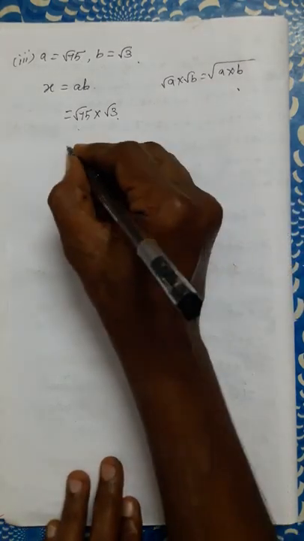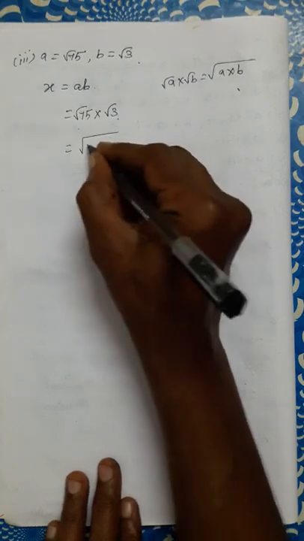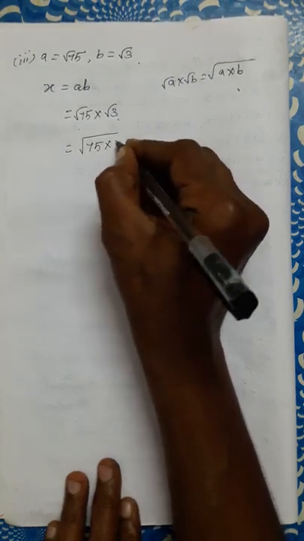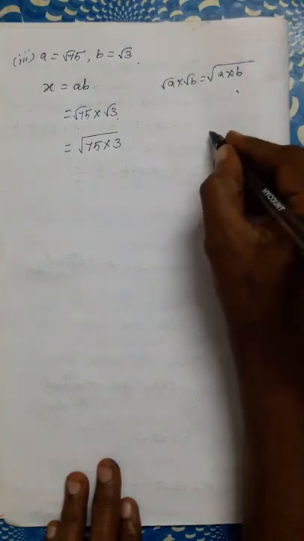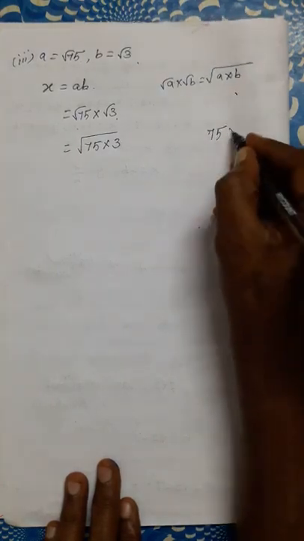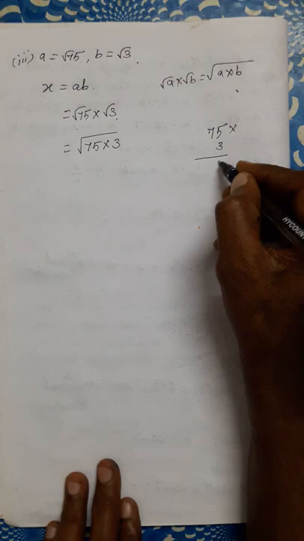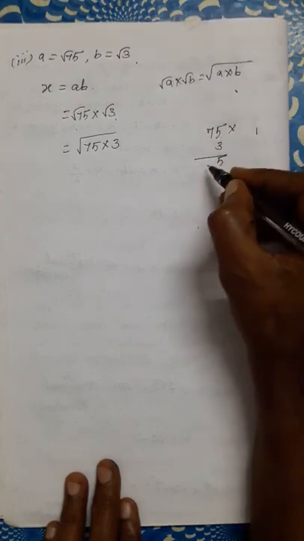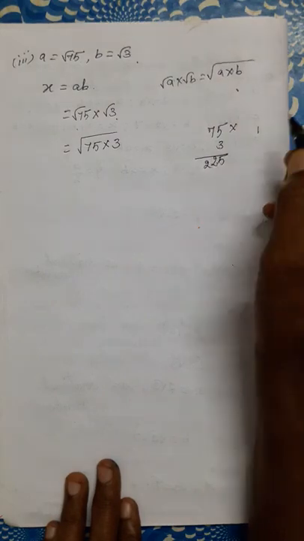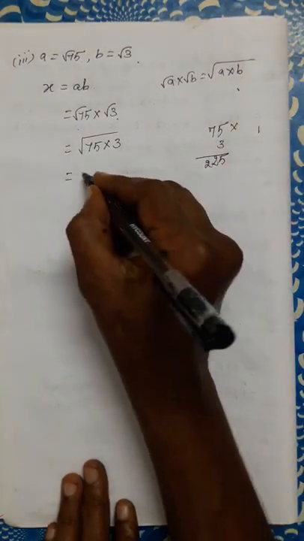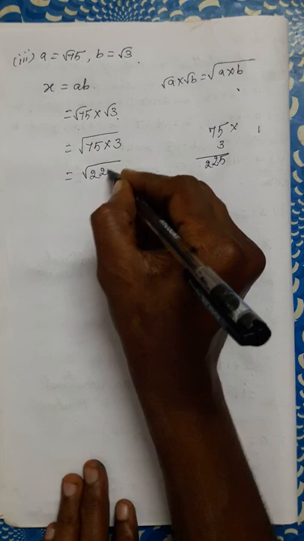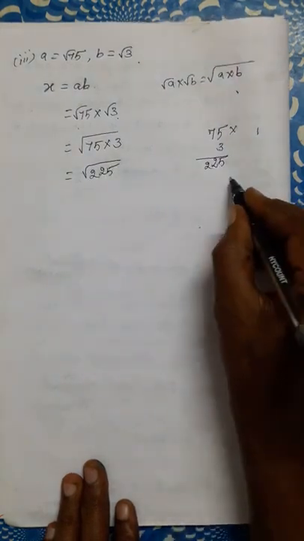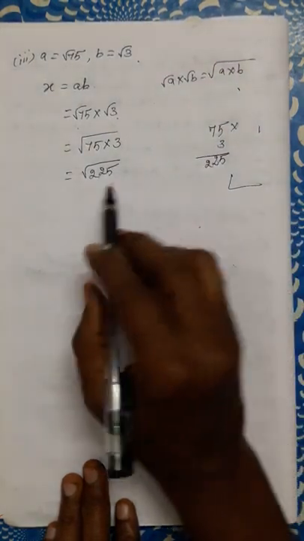When we substitute this, what do we get? Root 75 into 3. When we multiply 75 into 3, 5 threes are 15, 1 balance, 7 threes are 21, 22, 225. Root 225. Can we factorize this?